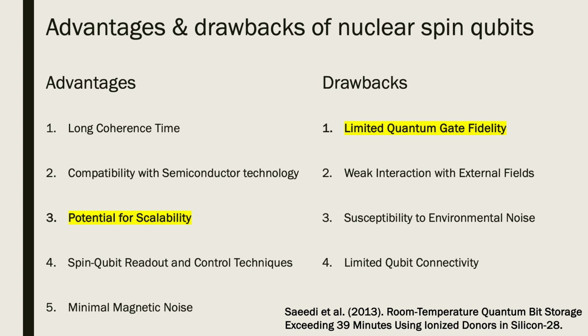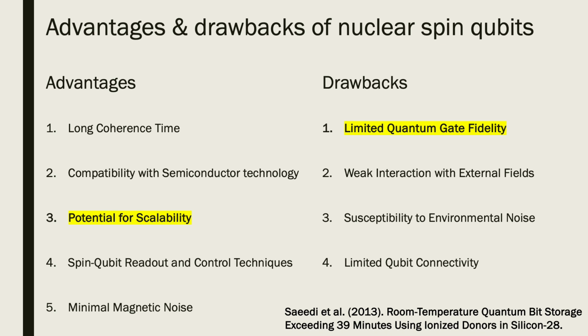So next, while silicon has relatively low magnetic noise compared to other materials, nuclear spins can still be susceptible to environmental noise sources, such as magnetic field fluctuations and temperature variance. Especially, temperature is an important factor for maintaining qubit coherence, and usually, nuclear spins in silicon are operated at approximately 0 Kelvin. This is why room temperature quantum bit storage exceeding 30 minutes using ionized donors in silicon is astonishing.